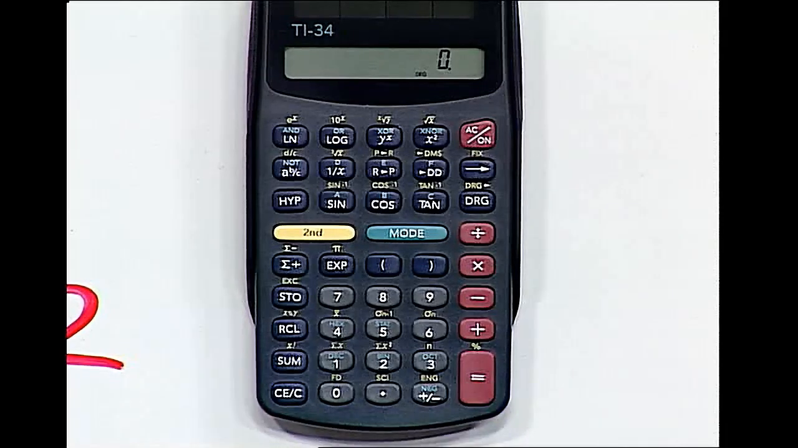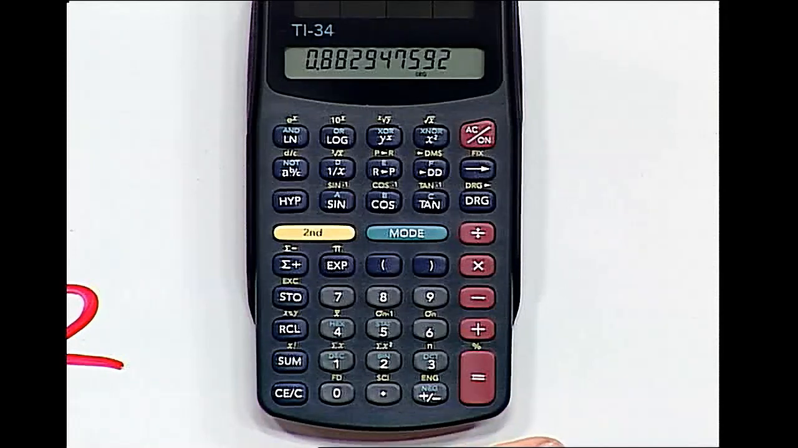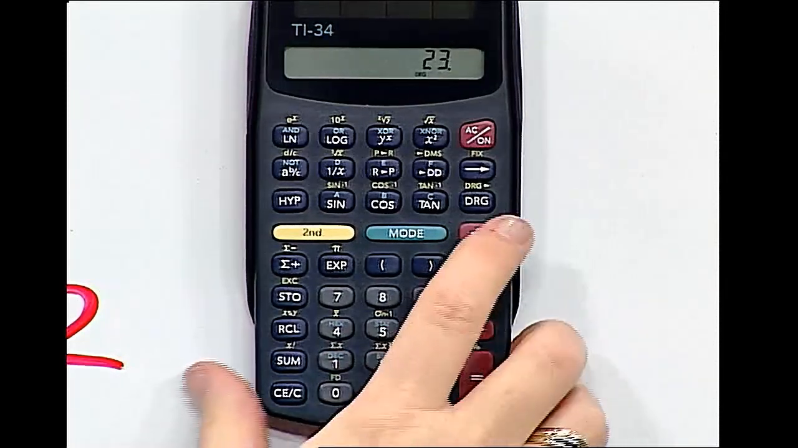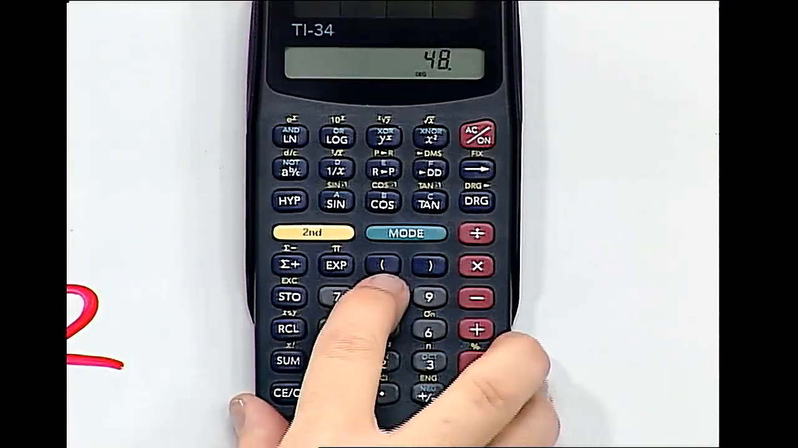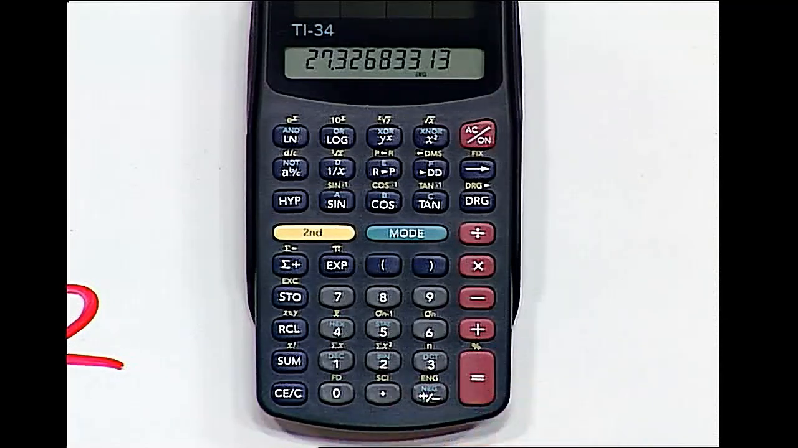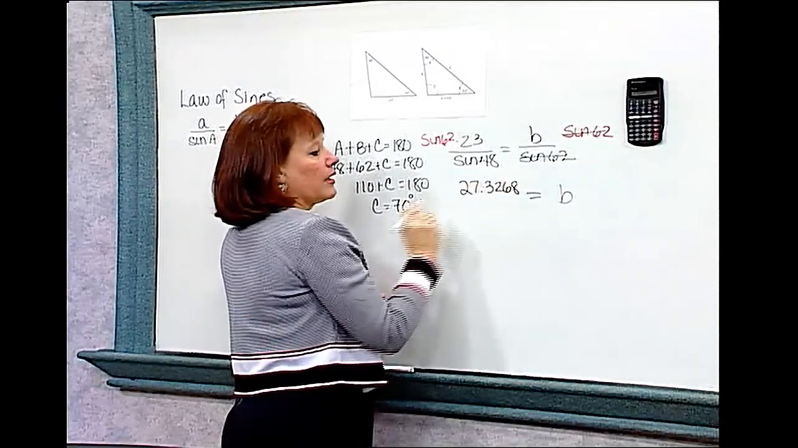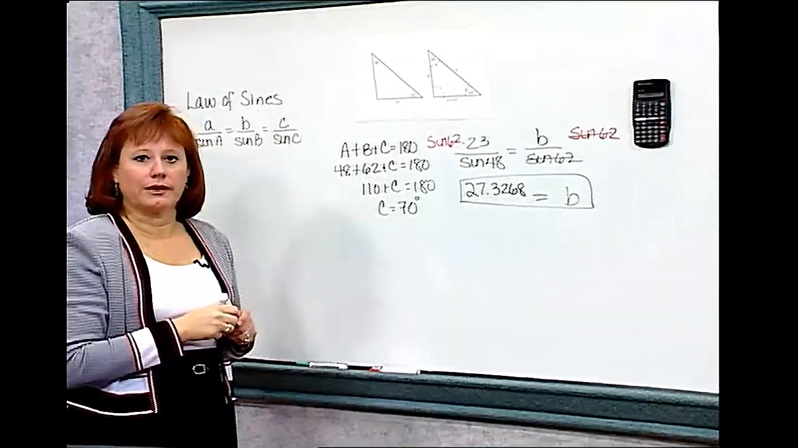Okay, we'll come to the calculator, and the first thing we want to do is take the sine of 62, so we'll say 62 sine. We'll multiply it by 23, so times 23, divided by the sine of 48, so we'll say 48 sine, and we'll be sure to hit the equal button at the end, and we get 27.3268. And so that helps us to find one of our missing sides. It helps us to find B.